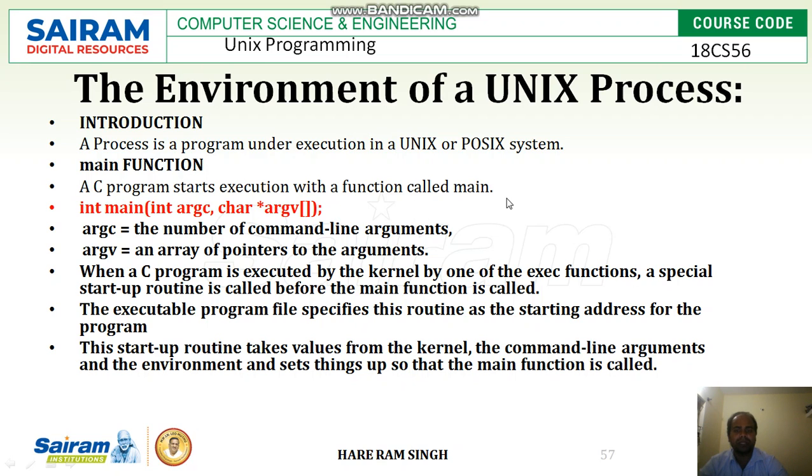Then the main function. A C program starts execution with a main function. How can it be written? It can be written like this: int main(int argc, char *argv[]), where argc is the number of command line arguments we are passing through the command line, and argv is an array of pointers to the arguments.